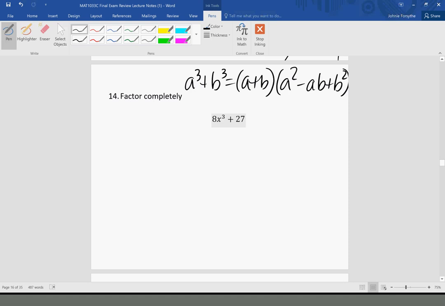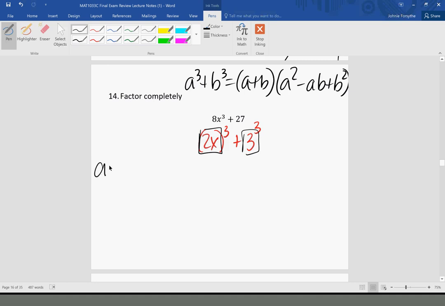So 8 is the same thing as 2 to the third. So 8x cubed is going to be 2x cubed. Plus 27 is equal to 3 cubed. So now I have my a and my b. Here is my a, 2x, and my b is 3.